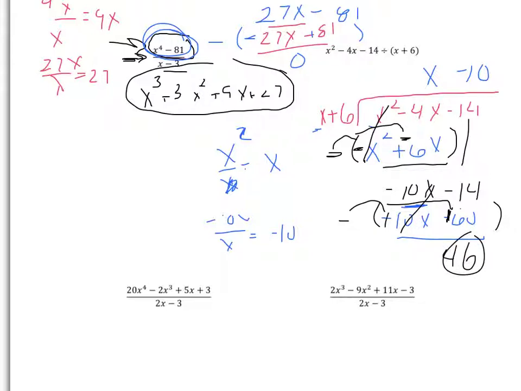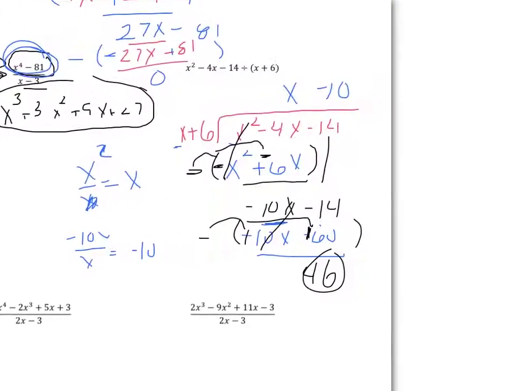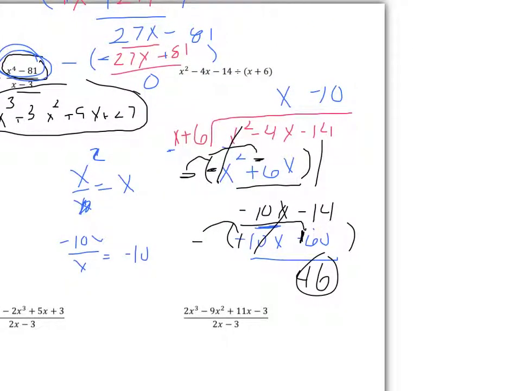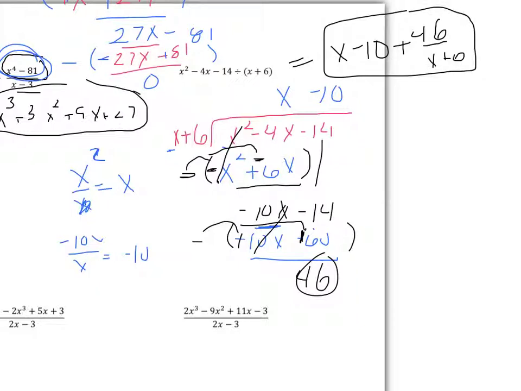So this one right here, how many times does this go into this? Well, it goes into there x minus 10 times with the remainder of 46, which is over the divisor, x plus 6. So that is the answer we're looking for on that one right there.